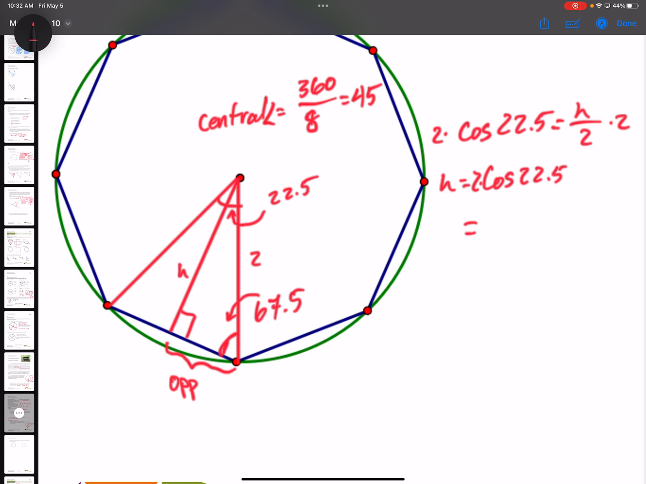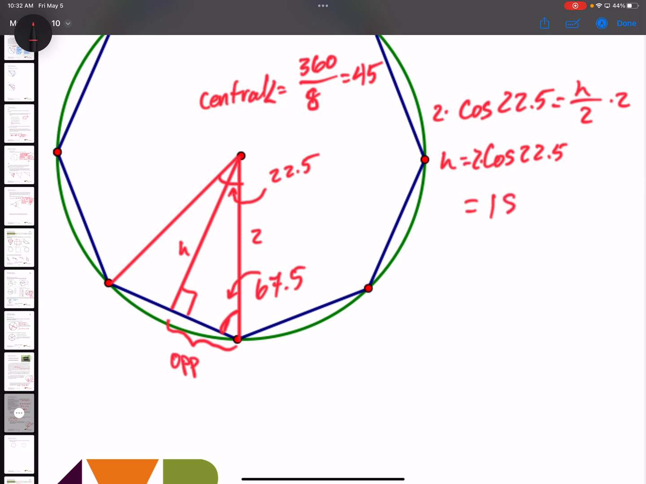I don't know. What is it, Mr. Ball? Use your calculator. Use your brain, Mr. Ball. Oh. 1.84. I do not have trig ratios just memorized. I have some of them memorized, not all of them. So the height is 1.84.